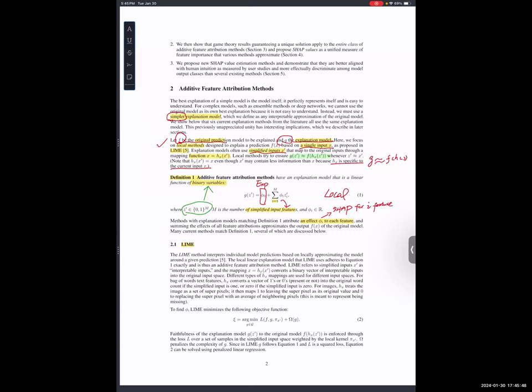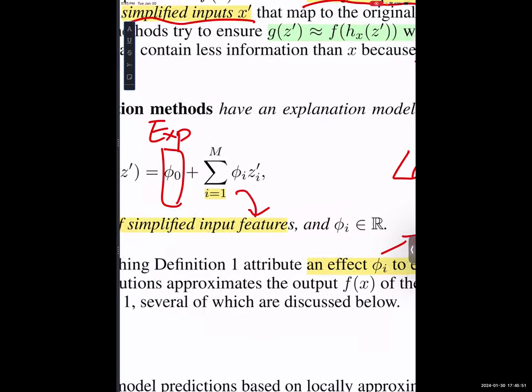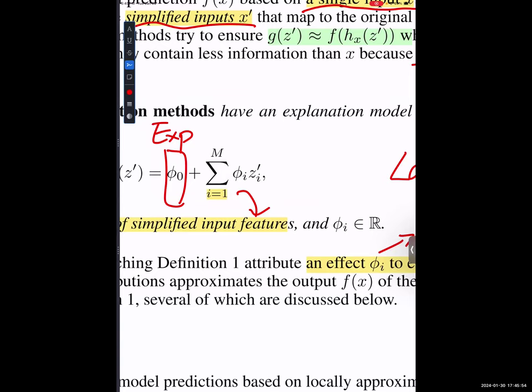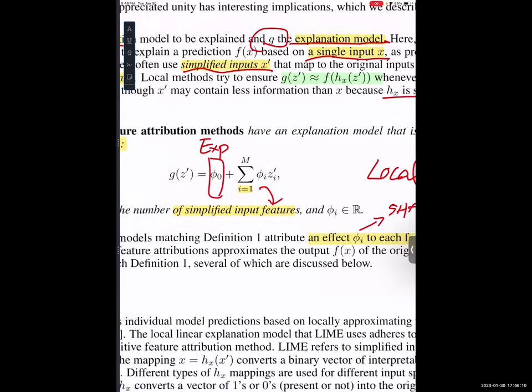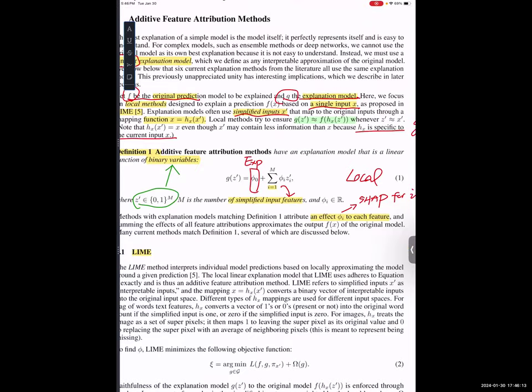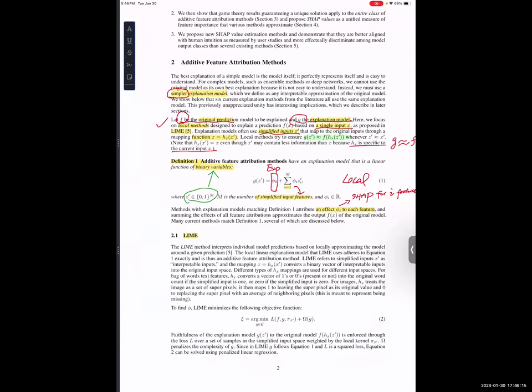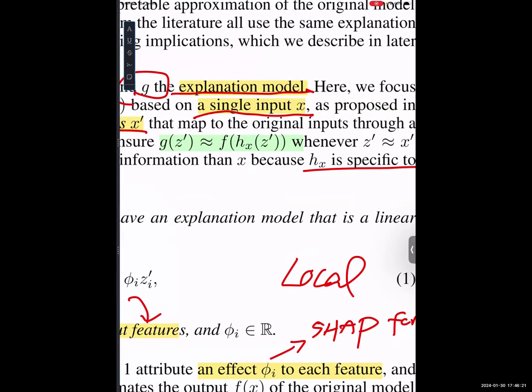Okay, so if you look at this one, this is basically assuming we add everything up: each individual feature has a coefficient in front of it, and we just sum them up. So this is assuming everything is additive and independent. So the simplified feature input z prime is converted into z, the original input, by h_x, and f is the original function.